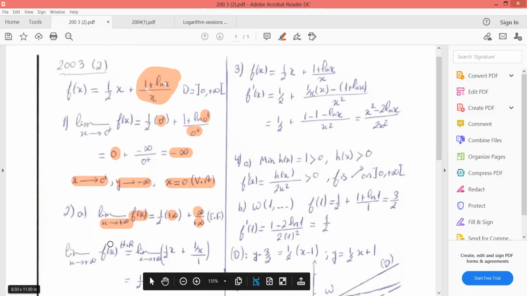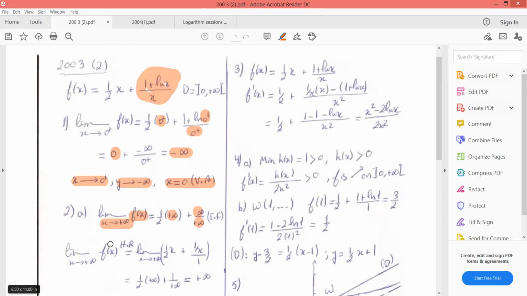Yes, Alisa. Ln x over x as x tends to infinity, not 0. Yes, beside the 1 plus ln x, you can separate it as 1 over x alone plus ln x over x alone. Yes, you can do it like that. Saif, what are you doing?